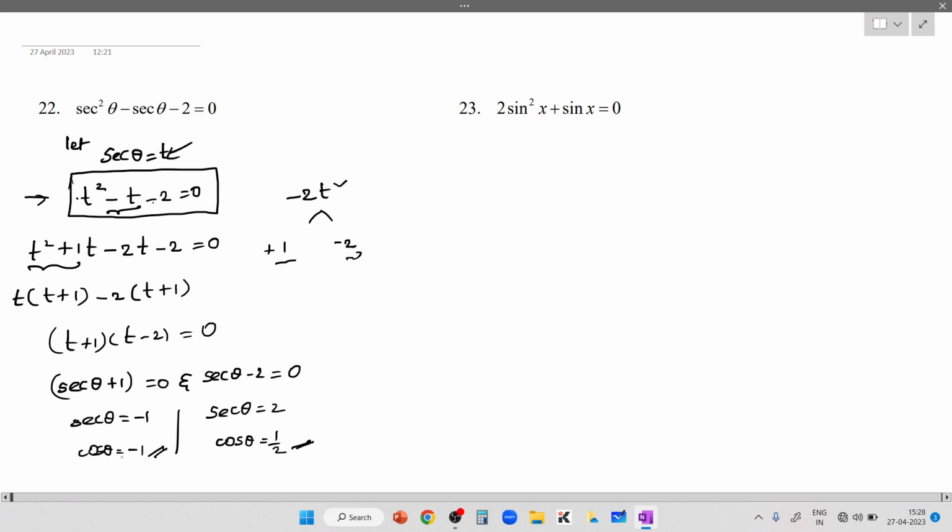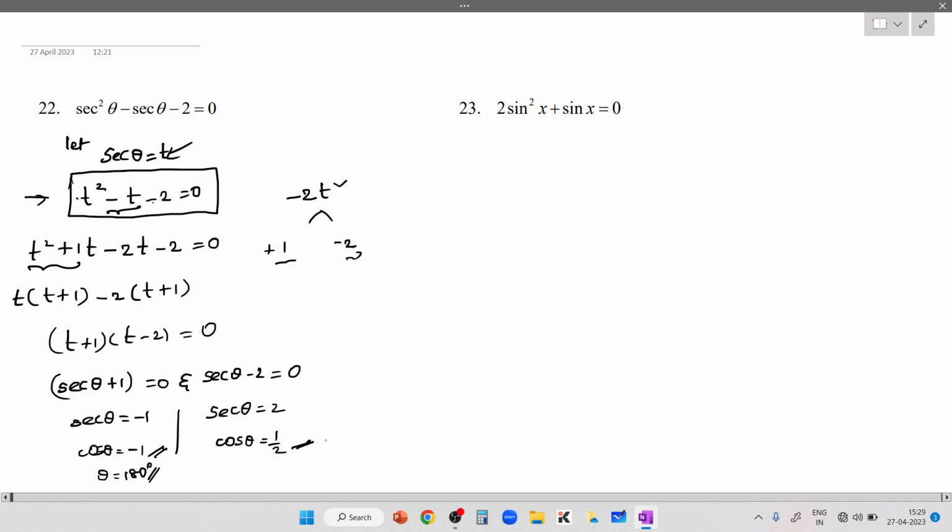So here cos theta is equal to minus 1. Cos is negative in second quadrant and third quadrant. In the second quadrant, the nature of the angle is 180 minus theta, and in the third quadrant, the nature of angle is 180 plus theta. Cos 0 is 1, so theta is equal to 180.